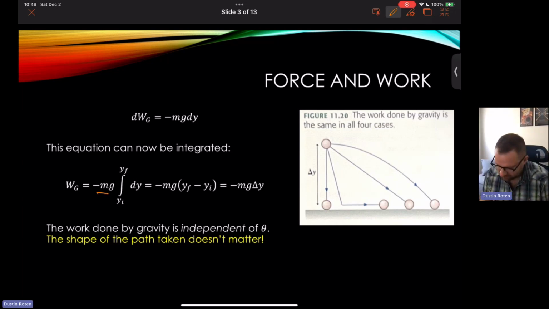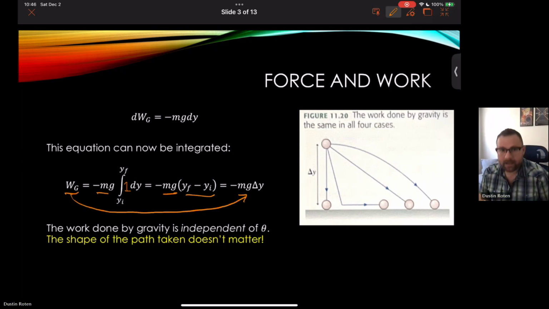And so it turns out we're just going to have the constants up front. We integrate essentially over a value of 1. So we wind up with y final minus y initial. And it turns out the work done by gravity is simply negative mg times the change in height.